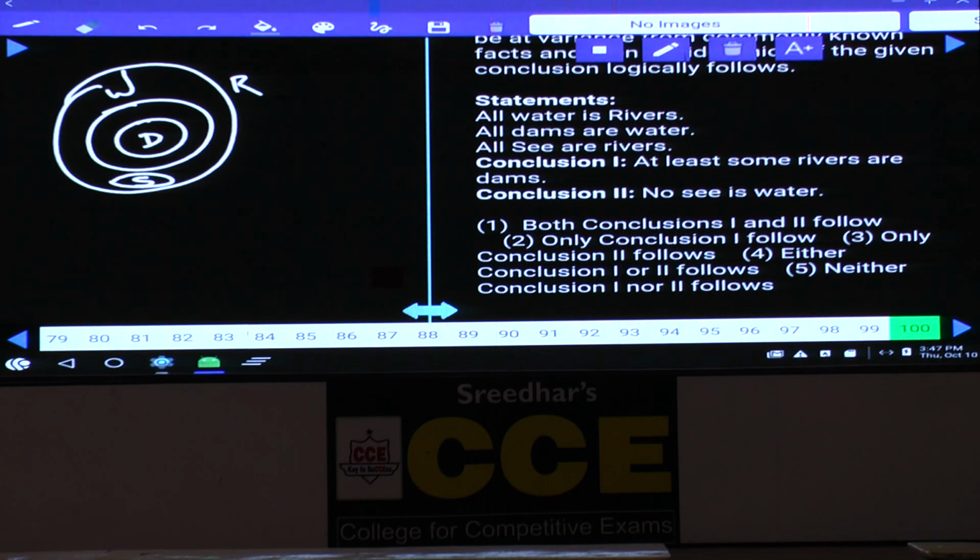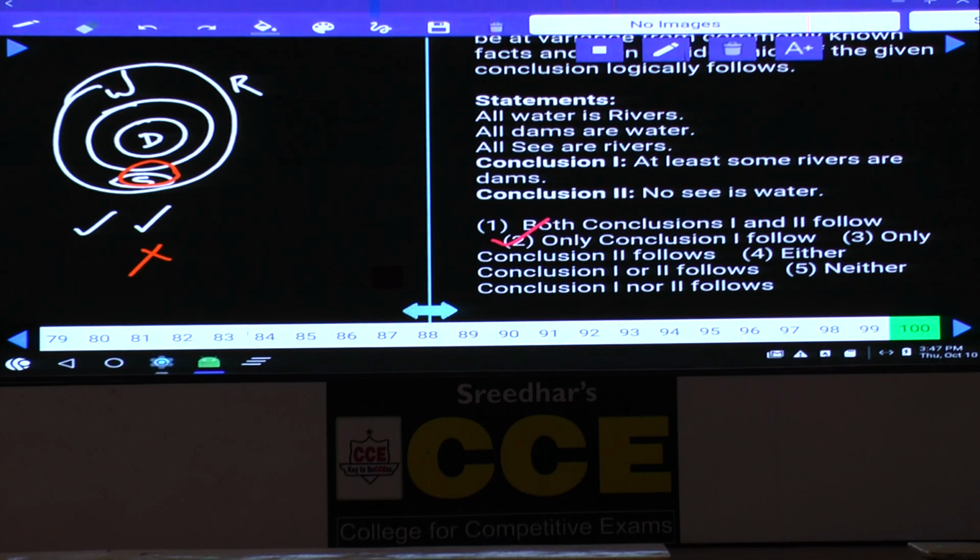All seas are rivers. Then first one, some rivers are dams. Some rivers are dams is definitely true. No sea is a water. No sea is a water, that is again true. As no sea is a water is true, to make this one false, now we can draw some of the rivers are water. Hence alternate diagram proven, this is false. Hence what is your answer? Only 1 follows. Only 1, it is choice 2.